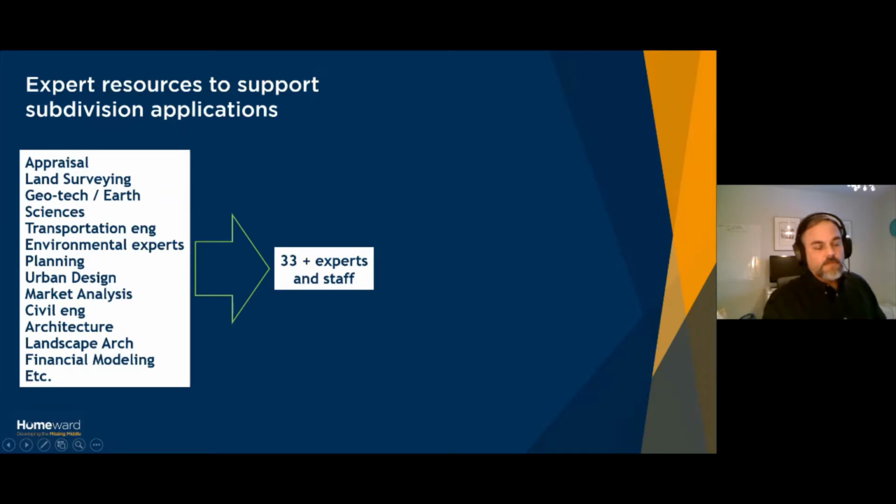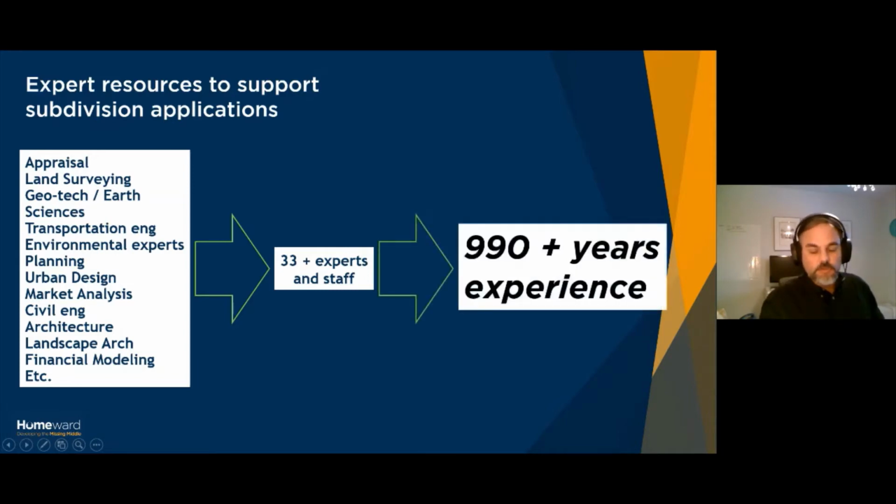eventually we see there's about 33 teams of experts, everything from the early appraisal of the lands all the way down to the final designs and financial modeling. Now, if we look at the experience that those people bring to the table, it means that any typical subdivision of 15 units or more has close to 1,000 years of professional experience brought to the table. And that's just on the development side. Then you have the municipal experts. Then you have all the peer review that is done.